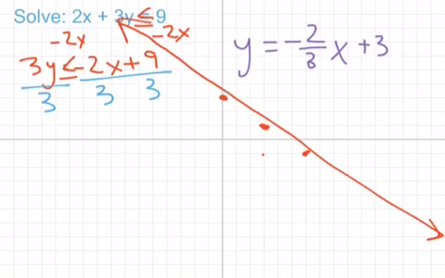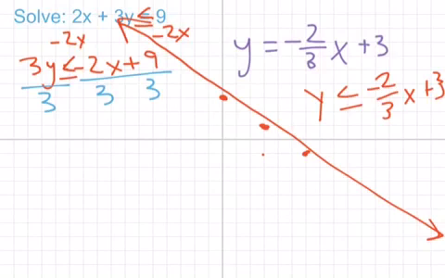Now we go back to our original inequality. The slope-intercept form was y is less than or equal to negative 2/3 x plus 3. As you read in your rules, whenever you have a less than or equal to or greater than or equal to, you're going to have a solid line. Now it says to shade the half plane below the line.